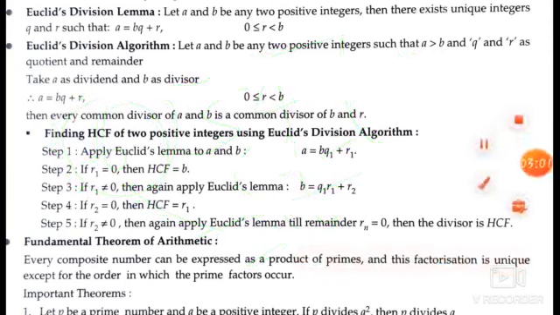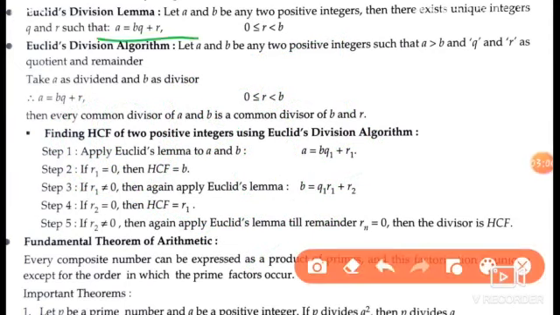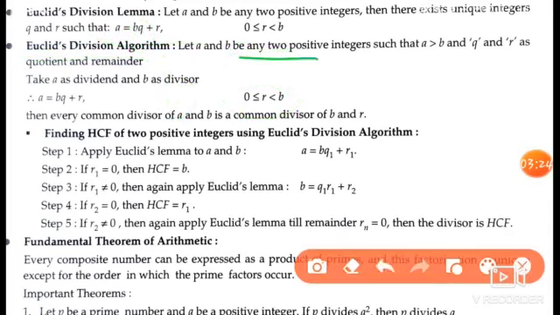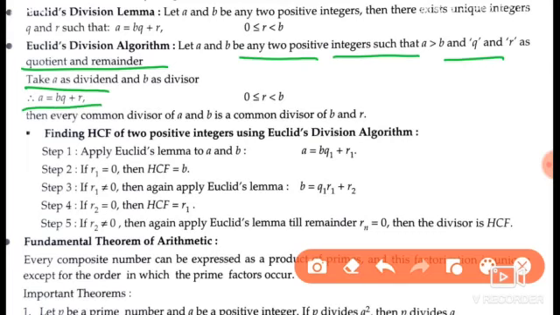So here you clearly understand a is equal to bq plus r, where this b is always greater than the remainder. So we can write it in this form. Now, Euclid's division algorithm. Let a and b be any two positive integers such that a is greater than b, and q and r the quotient and remainder. Take a as dividend and b as divisor. So a is equal to bq plus r, we can write in this form.